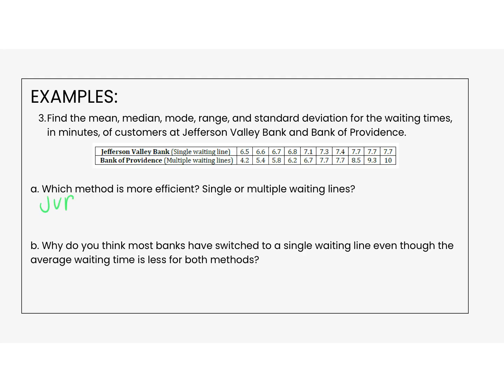So what you should get if you're doing this on your own is the mean is 7.15, the median 7.2, the mode 7.7, the range 1.2, and the standard deviation 0.48.